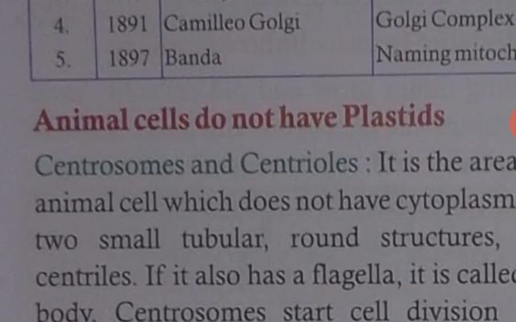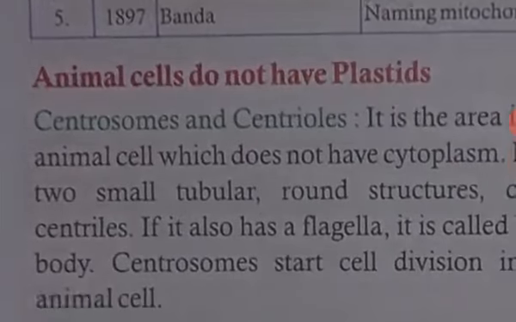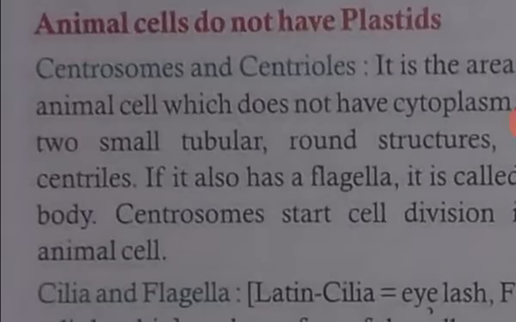And the second is leucoplast. These are colorless plastids present mostly in the roots and underground modified stems. And the third one is chromoplast. These are plastids that contain colored pigments other than green. They give color to flowers and fruits. And animal cells do not have plastids.